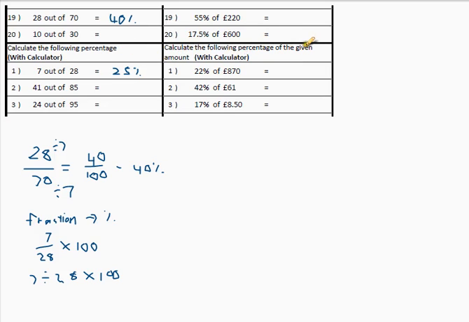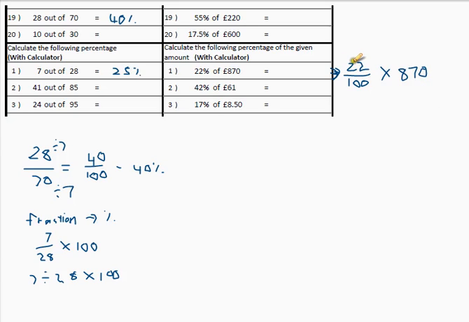Calculate the following percentage of the given amount. How do we do that with a calculator? You're very good now. In part 1 you've learned how to do it without. But how do you do it with? 22%. What is that as a fraction? It is 22 over 100. And that fraction we want to take off this amount.